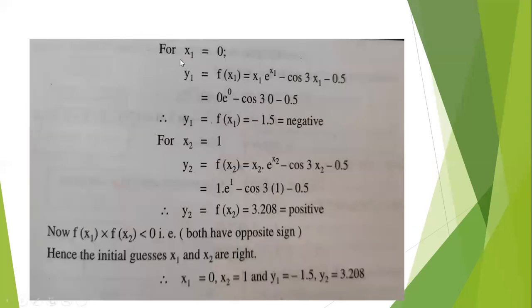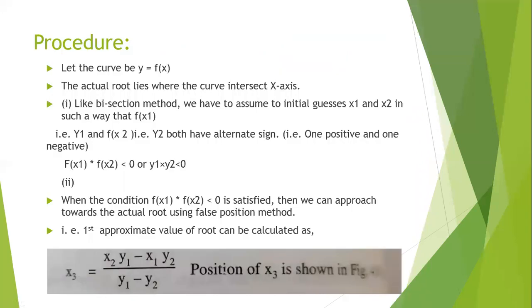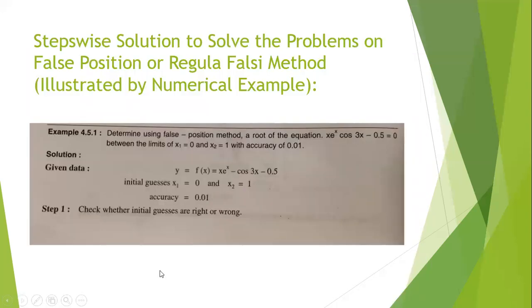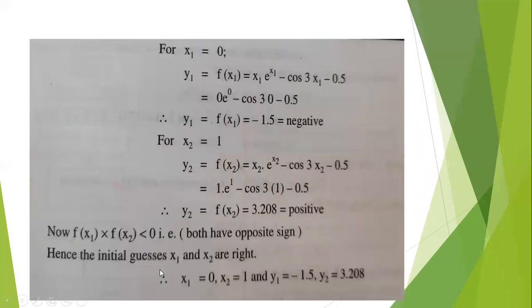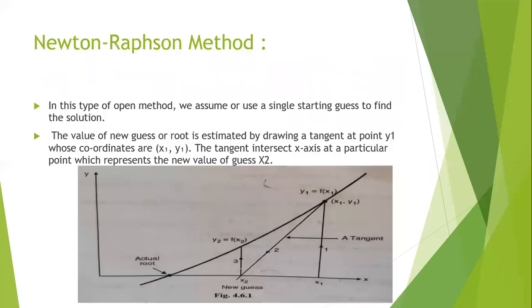Find y1 and y2 at x1 and x2. Then by using the formula, that is x3 is equal to (x2 y1 minus x1 y2) upon (y1 minus y2), from this we can find the value of x3. Again check this condition and again repeat the process until the accuracy is 0.01. So this is your Regula falsi method to find the root of an equation.